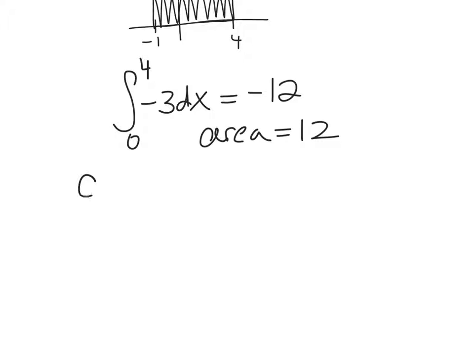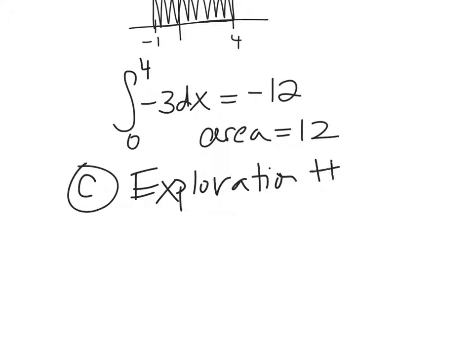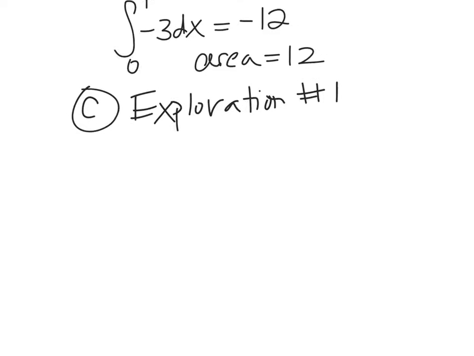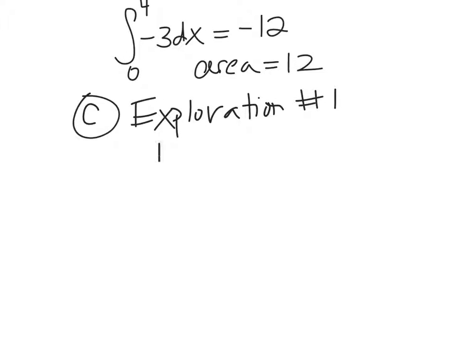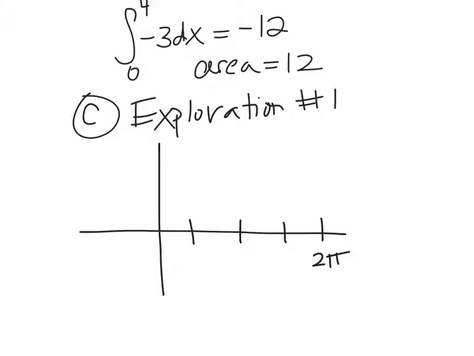Okay, last part, part C. Now we're going to do exploration number 1 in your book, but I'll go ahead and write it out. You don't have to get your book out or anything. Exploration number 1. All right, now they're going to tell us this. We're going to have the good old sine wave, which you all know and love. 1, 2, 3, 4. There's 2 pi. Here's pi. Do you remember this sine wave? It goes through 0, 0. At pi over 2, we're up here at 1. At pi, we're at 0. Down here, right there. All right, so here's the sine wave.